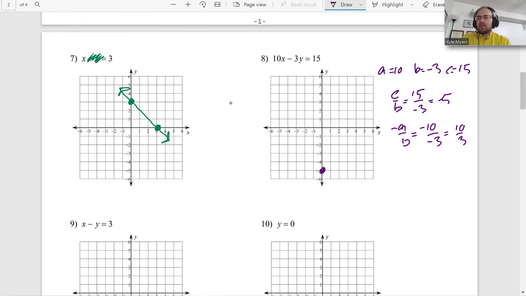Give me a second because I forgot to turn my phone on airplane mode. Airplane mode. Okay, so 10 over 3.